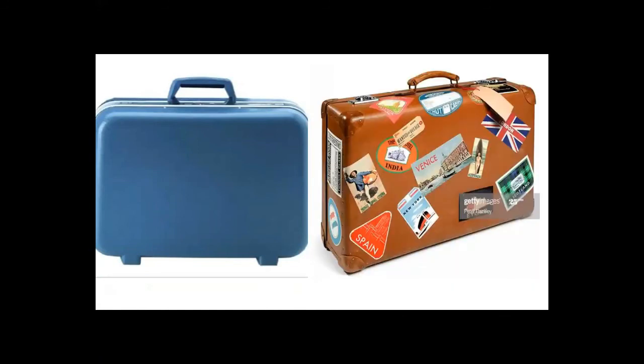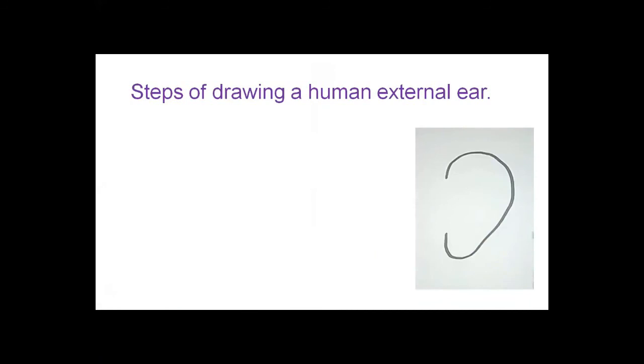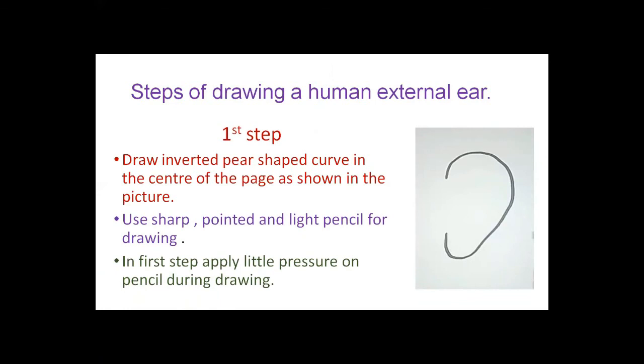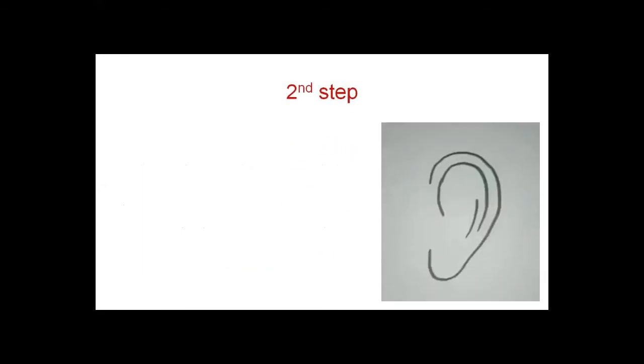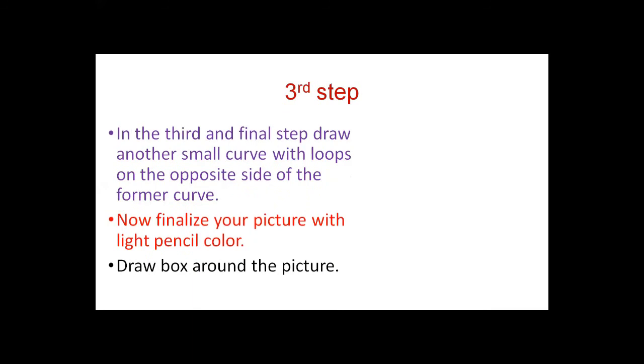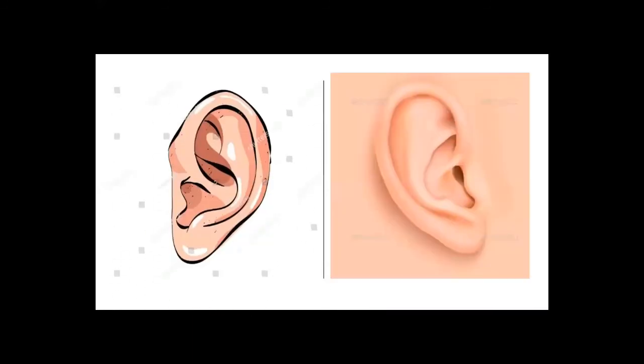Observe the suitcase again. Now we will do the external ear, human ear. First we draw an inverted pear shape curve, and then we draw the different lines which enhance the proper shape of the ear. And then observe the two different types of ear. This is the original, and this is the diagram to compare.